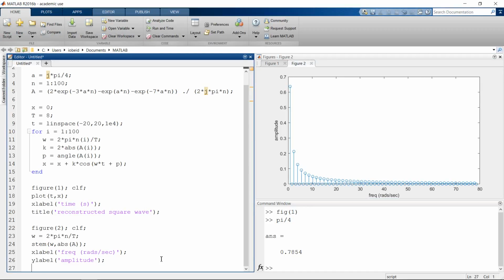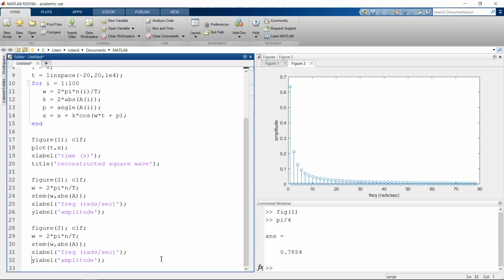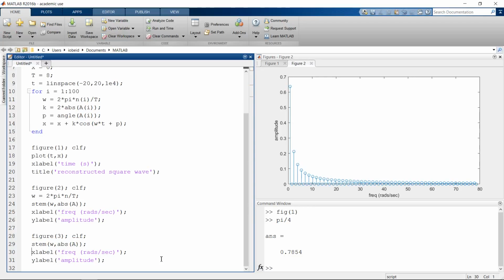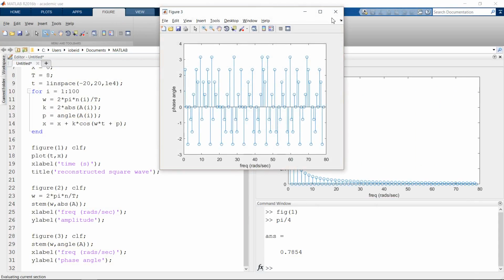Okay, now the final thing we need to do is the phase angle plot. So I'm actually going to, let's see, we could probably cut and paste a lot of this. So let's make a figure 3. I don't need to redefine omega. It's already defined. It's going to be the same thing. And let's call this angle. And label it phase angle. Okay, and there we go.